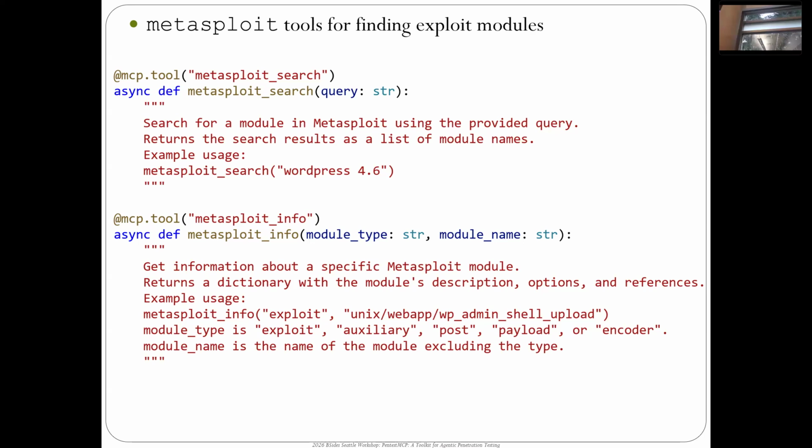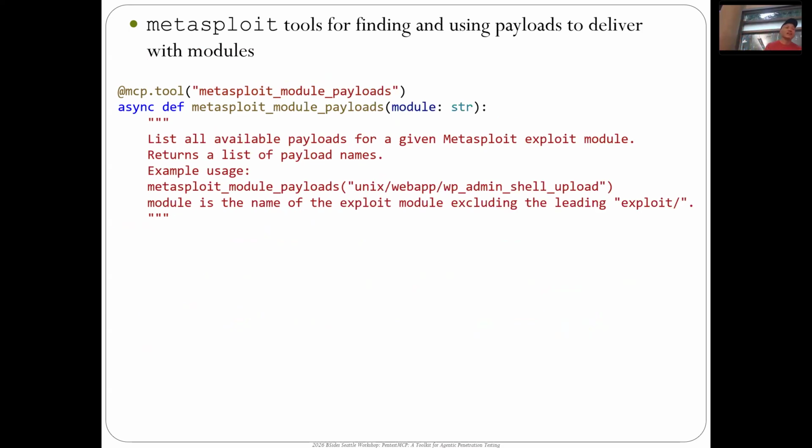So let's say I chose one. Now I have to figure out how to use it. So the LLM's like, okay, I want to use this module. Tell me how to use it. And so it's like, give me information about this exploit module. This is a WordPress admin shell upload. And then tell me how to use this thing. Okay, so that's the next step. And then finally, or the next piece of that, not finally, is like, okay, now I have the module information.